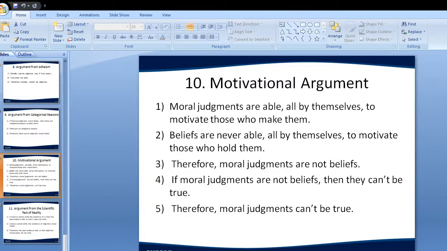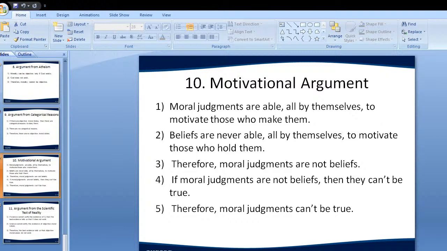The people criticizing 1 have said that moral judgments are beliefs. Beliefs cannot motivate all by themselves. Therefore, moral judgments cannot motivate all by themselves. Moral judgments, like all beliefs, need, and here's where they go, a supplemental desire in order to move people to action. Now, those objectivists that take that line begin with the assumption it's possible that sincere moral judgments leave us entirely cold. Okay, that's possible.